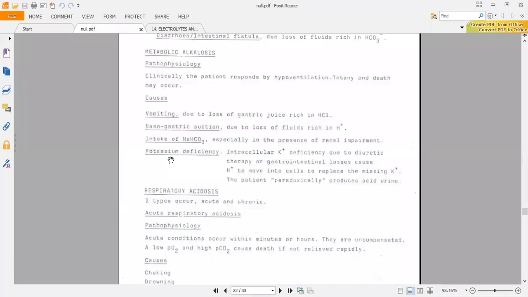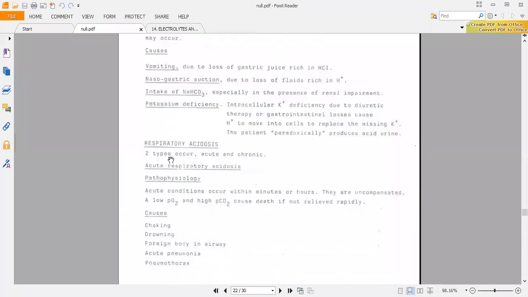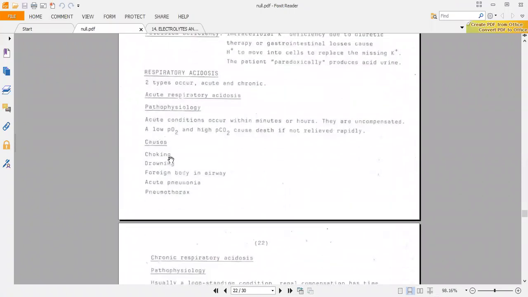Okay, good. Now let's go to the respiratory types. For respiratory acidosis, we have the acute type and the chronic type. The acute type are the dramatic ones, like someone who is choking, someone who is drowning, someone who has a foreign body in the airway, or someone who has been pierced on the side and is having pneumothorax. These are very acute, and they can cause acidosis because you cannot breathe well. So the carbon dioxide remains in your system, and that causes respiratory acidosis.